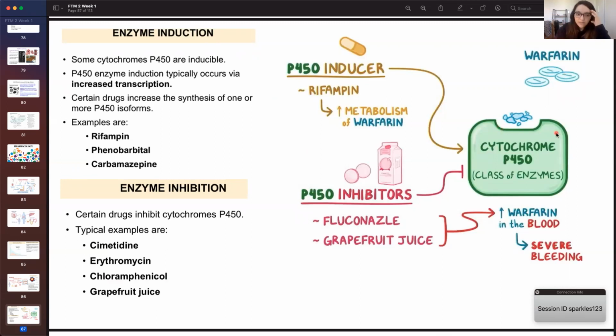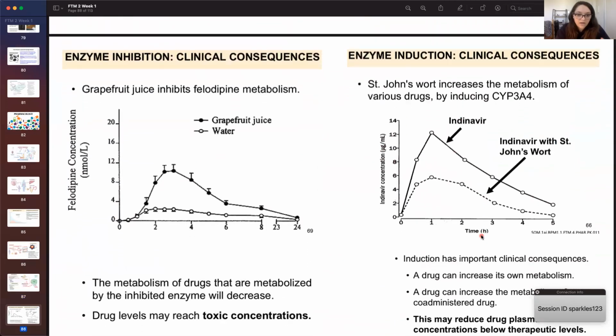With your inhibitors, you have a bunch of different ones. Grapefruit juice is the one that we went over the most, so be very familiar with it. Your grapefruit juice is going to increase the warfarin in the blood, so it's going to decrease the metabolism of that drug. And so that drug is hanging out for a long time, but it could not get to those therapeutic levels. I think the next slide shows it in the graphs.